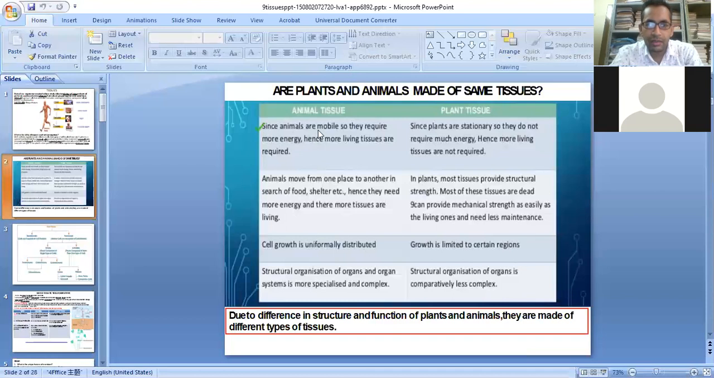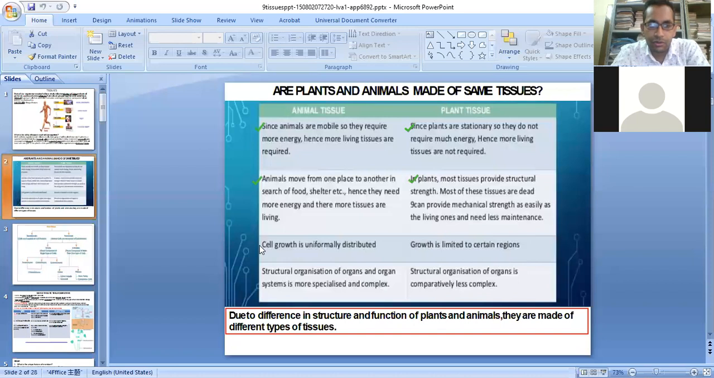Since animals are mobile, they require more energy, hence they have living tissues. Plants are stationary, they require much less energy, and hence they have tissues according to that. Second, animals move from one place to another in search of food. Here, most tissues provide structural strength. Most of the tissues are dead. You might have seen that plant cells have cell walls. The cell walls are there to give strength to the structure. We have bones, but plants do not have bones.